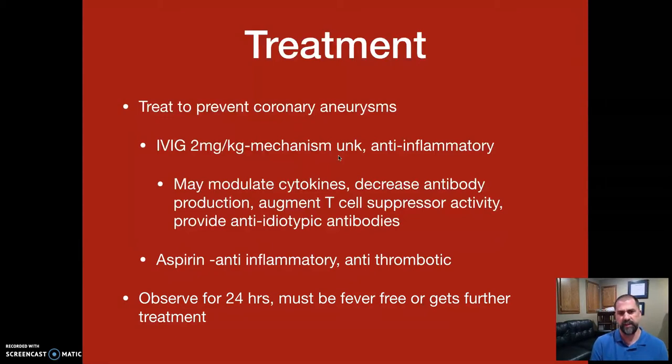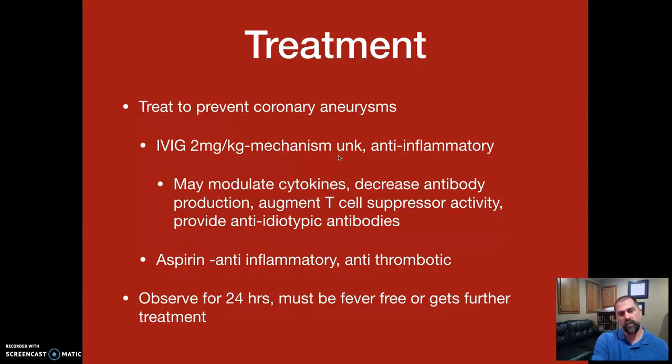Aspirin itself helps with both anti-inflammatory properties and anti-thrombotic properties, but it is not the main treatment for Kawasaki's disease, and that is IVIG. So that's a big test question. IVIG is the key to preventing coronary aneurysms and is the main treatment for Kawasaki's.